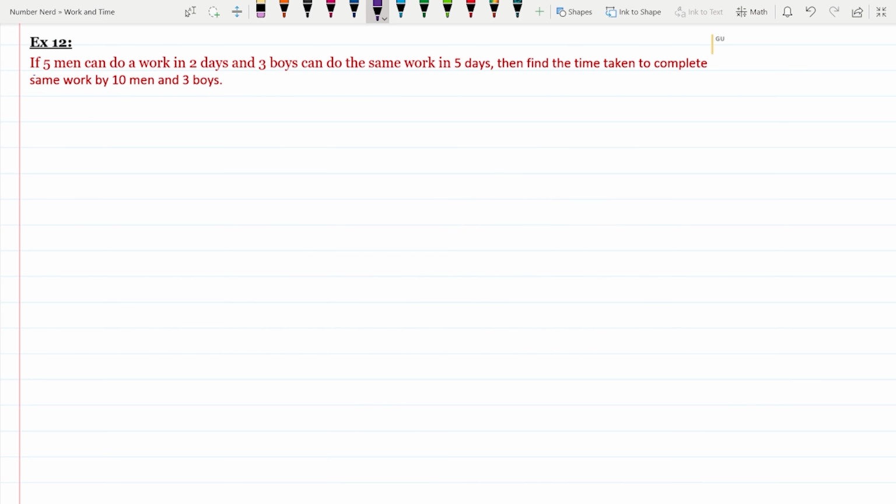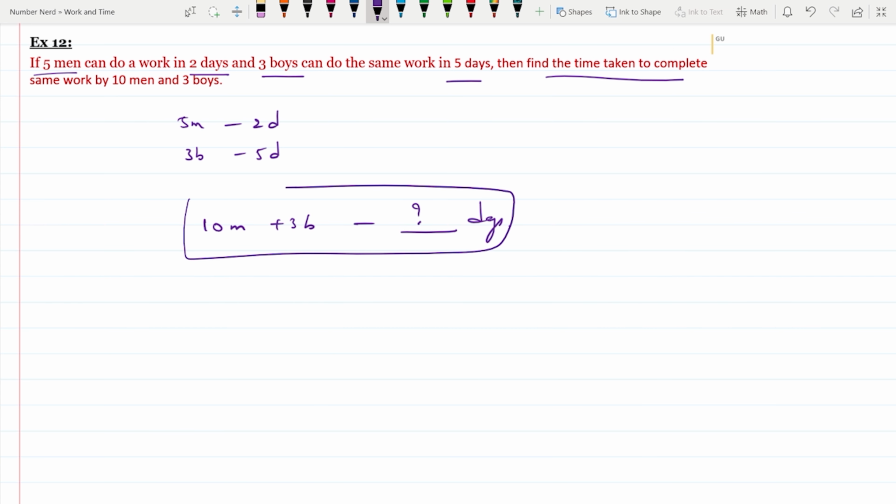The example is if 5 men can do the work in 2 days, 3 boys can do the same work in 5 days. Then find the time taken to complete the same work by 10 men and 3 boys. How many days do they take? This is what we have to find out. And let's solve this question step by step.